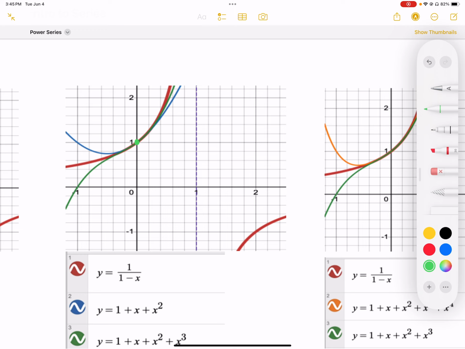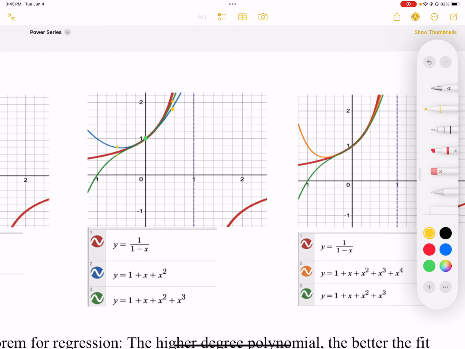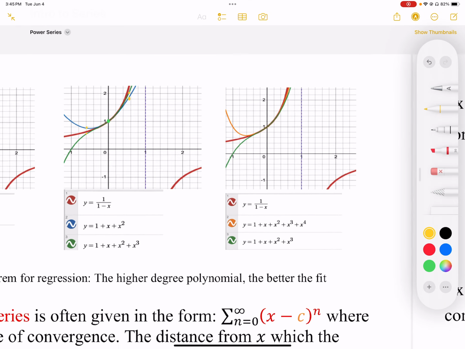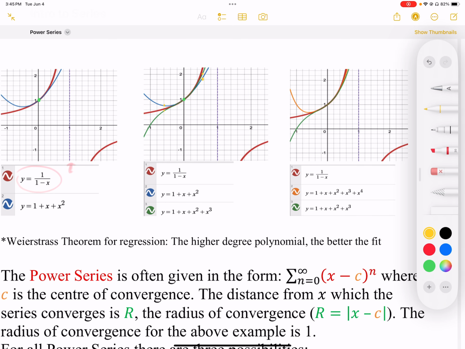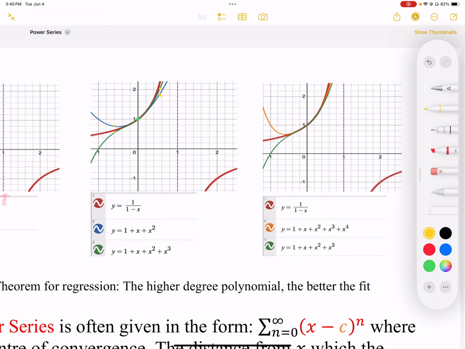But notice that it's a little bit closer. When we compare at the same x value, the green one is a little bit closer. It's a little bit better fit. Notice again the green graph here is a better fit than the blue graph at that same x value. So as we add more terms, we're getting better fits. And this is something called the Weierstrass theorem: the higher the degree of the polynomial, the better that polynomial will fit any curve.